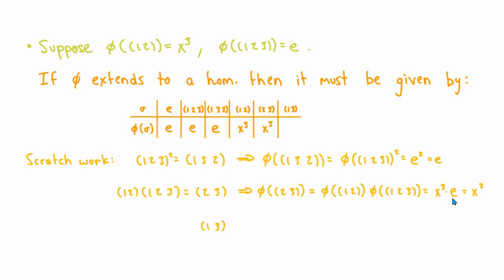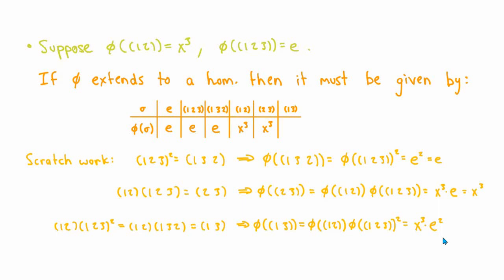And finally, how about (1 3)? Well, (1 3) is (1 2) times (1 3 2), which is the same as (1 2) times (1 2 3) squared. So if phi were a homomorphism, then it would have to send (1 3) to phi of (1 2) times phi of (1 2 3) squared, which is x cubed times the identity squared, or x cubed.